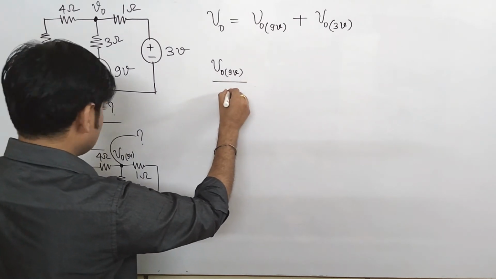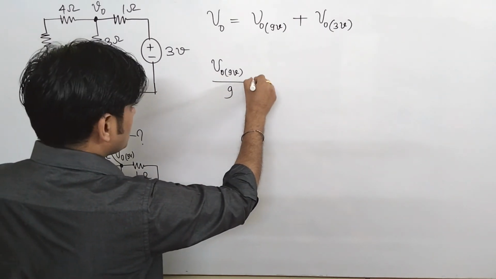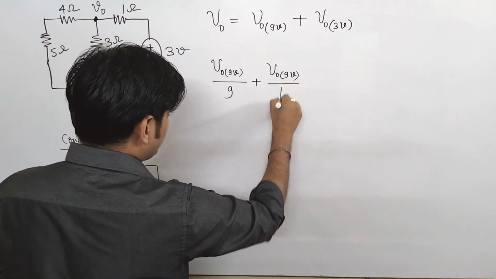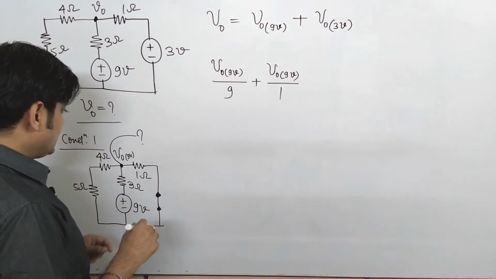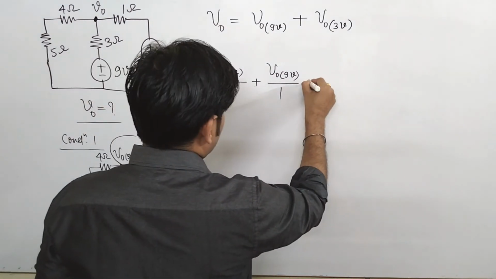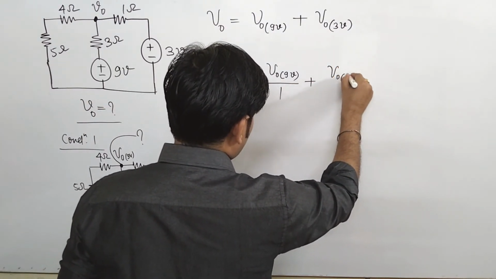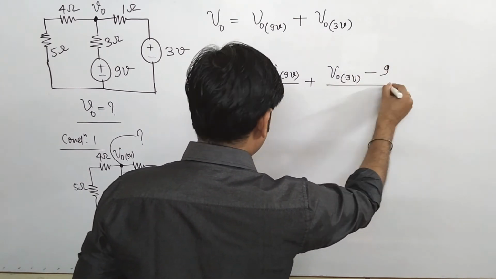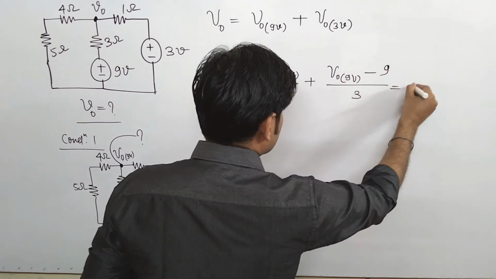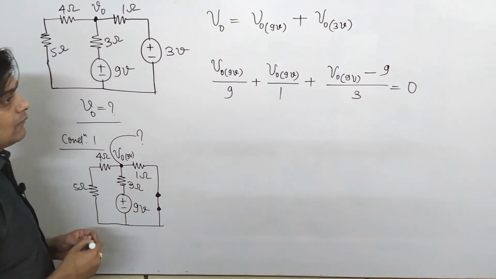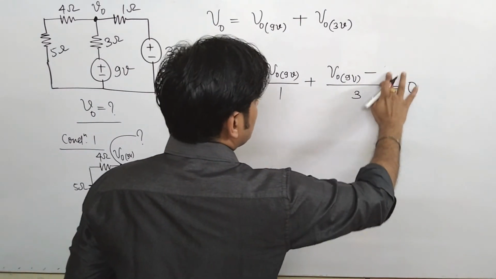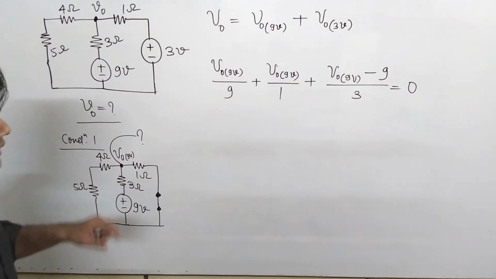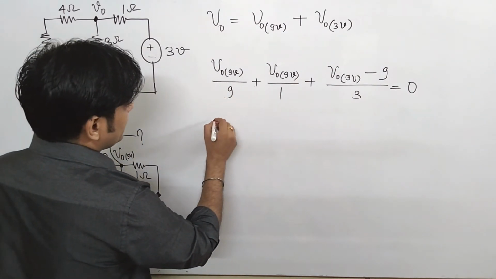upon 9, plus V naught minus 9 volt upon 1, or you can say the 9 parallel 1 combination, plus V naught minus 9 volt upon 3, that is equal to 0. Okay, V naught minus 9 upon 3 is the current. Okay, just multiply by 9 and get the answer.